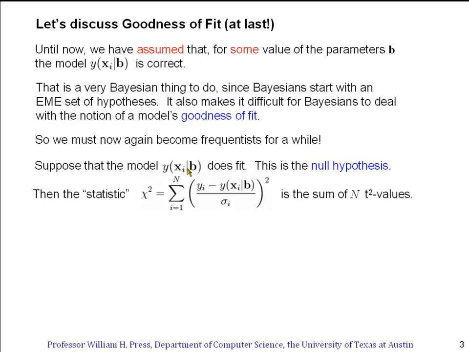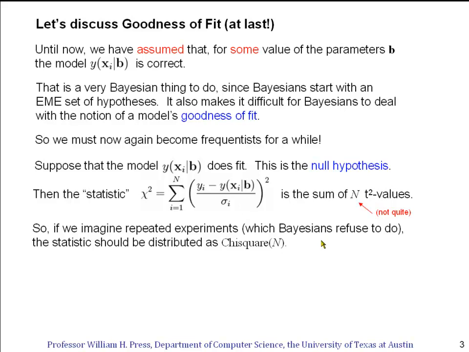So suppose that the model does fit the data, and that in fact will be our null hypothesis. Now our statistic is going to be just chi-squared. That is to say, for each of the n data points, we take the measured value minus the model value. We divide by the error of that measurement so that this becomes a t-value, and we square it. And of course, the chi-square statistic in the null hypothesis is the sum of n t-value squareds.